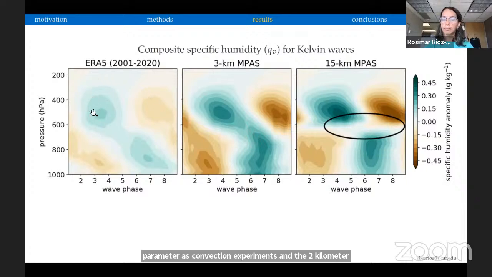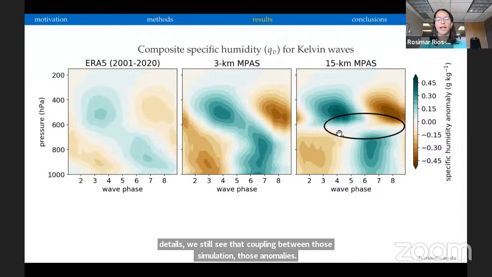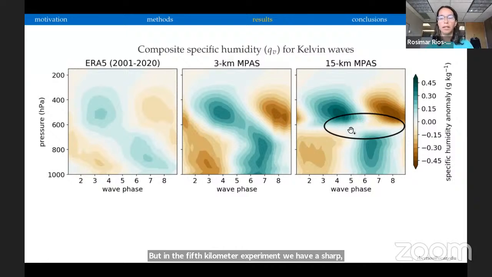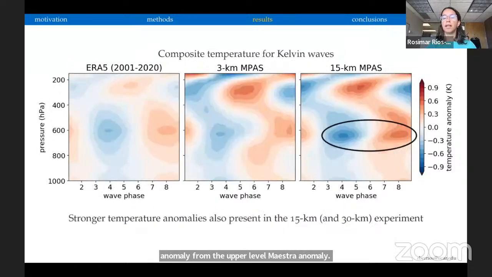So in ERA5, we have essentially this westward tilt with height of humidity anomalies, and they're more or less coupled with each other. We have a strong anomaly in the mid levels and a strong anomaly in the low levels, and they are located east to west. When we look at the 3 kilometer MPAS, minding some details, we still see that coupling between those anomalies. But in the 15 kilometer experiment, we have a sharp dry layer, and that happens to be below the melting level. That is essentially decoupling the low level moisture anomaly from the upper level moisture anomaly. And within that layer, we also see stronger temperature anomalies when we have parameterized deep convection.